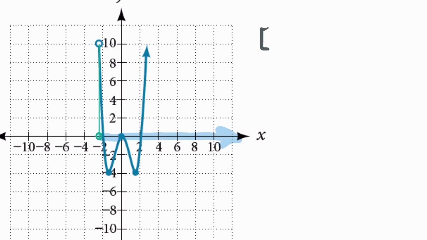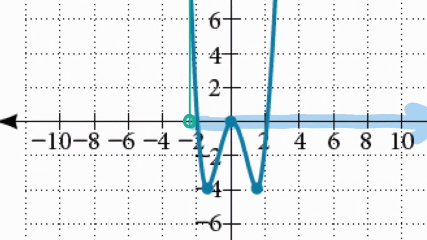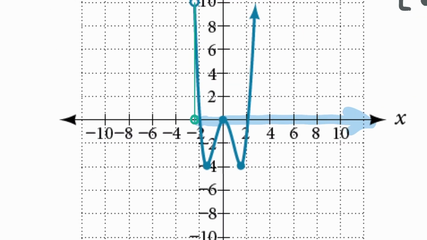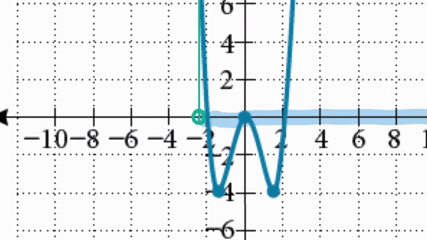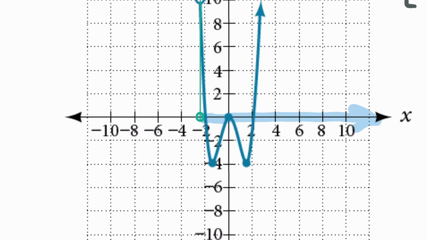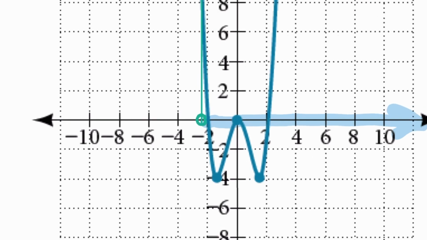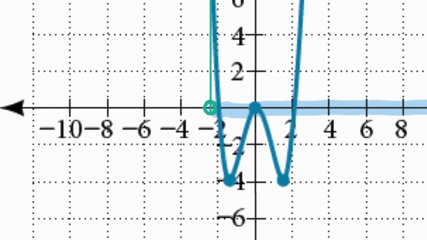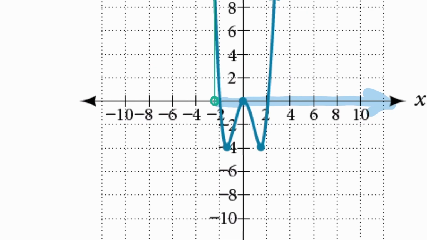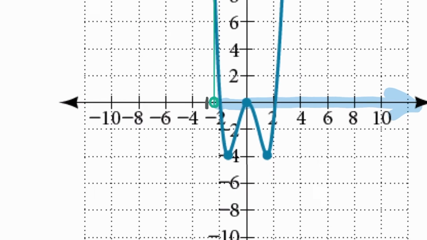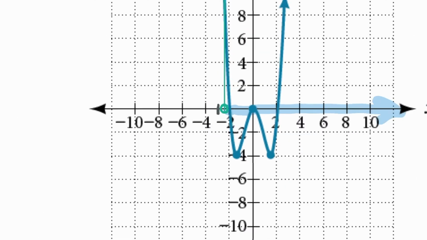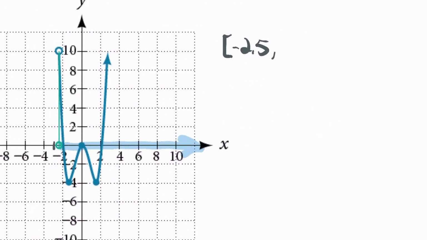So negative 2.5. And on WebWork, depending on how the graph is made, you should be able to zoom in a little bit and get a better picture. There's a couple of different tools in WebWork that will show you a graph. Some are static images, some are zoomable. So if you can zoom in and you want to zero in on what this value is, I think that negative 3 would be right there. And so negative 2.5 is about where that mark is. So I'll go with negative 2.5 up to infinity. Okay. And that's the domain, of course.